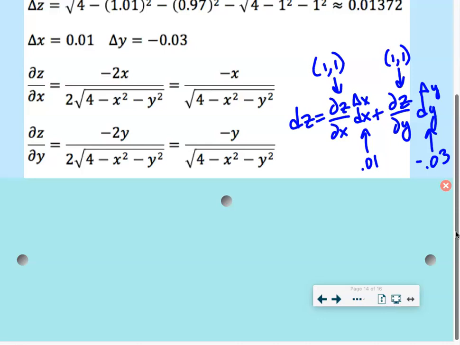So, if we do partial z partial x times your difference in x, what you're getting is the slope of your z in the x direction times how far you went in the x direction. When you do the slope of z in the x direction times how far you went, you should get the change in z in the x direction. Then when you do the slope of z in the y direction times how far you went in the y direction, you should get the change in z in the y direction. So when you add them together, you end up with the total change in your z value.